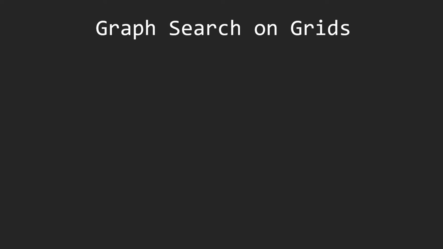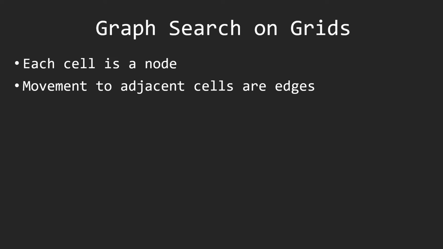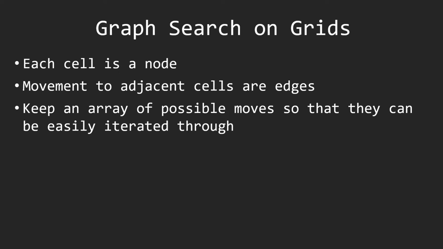All right, so let's talk about graph search on grids. Graph search on grids basically follows as such. Each cell is basically a node, and movement to adjacent cells are basically edges. So think about a square and then it's adjacent to 4 other squares as well. Or in this case, 8, but let's say you can only move up, down, left, right. Well, the movements are the edges. The valid moves are the edges. And so what you'll do is keep an array of possible moves so that they can be easily iterated through. This is something that we're going to see in examples later on in CCC problems. But for now, just remember that we can store the moves that we can do and easily just iterate through them.